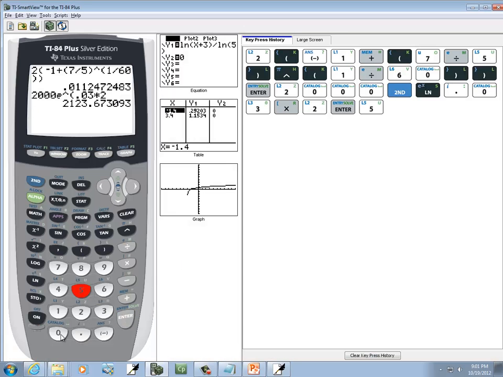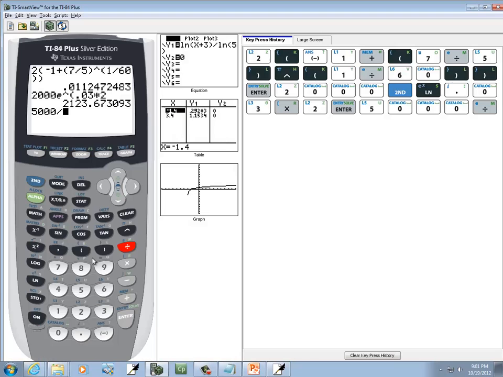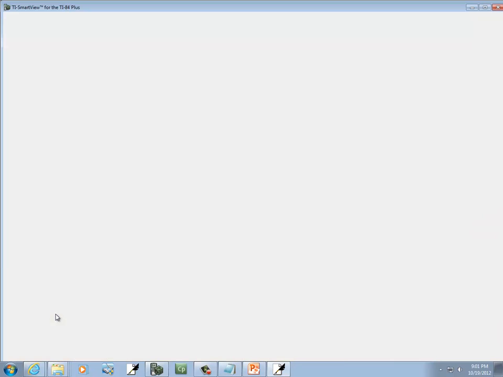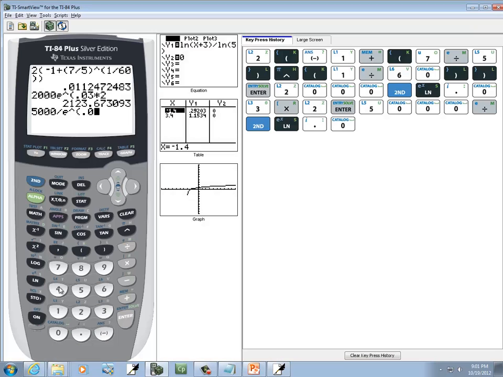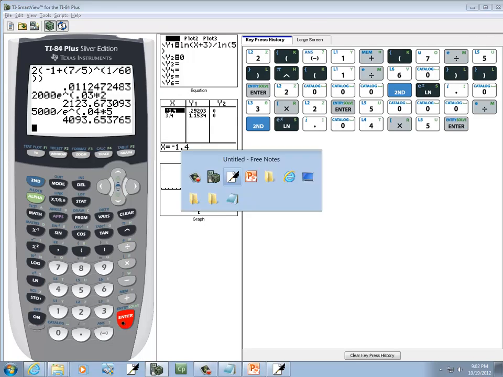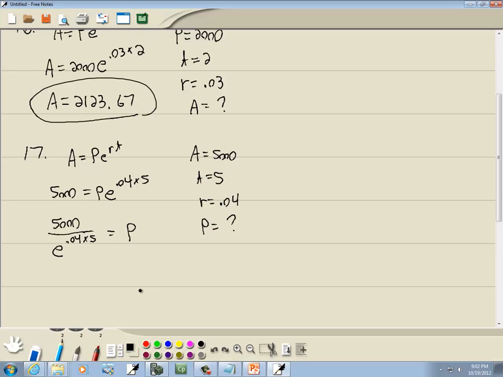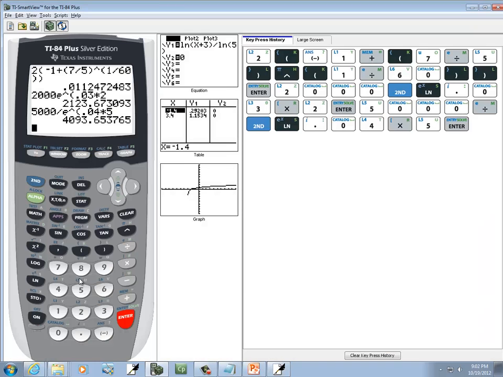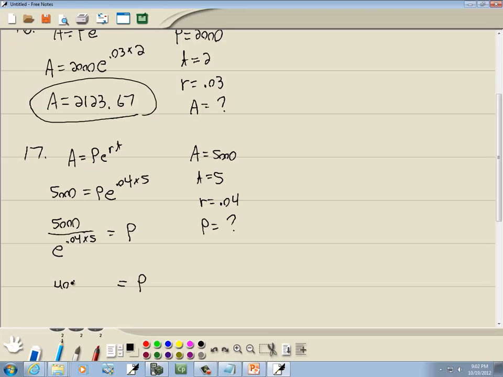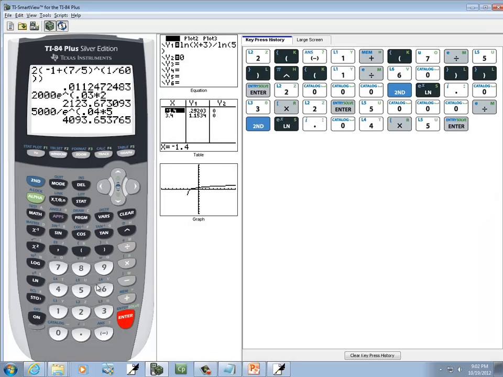So I'm going to put in 5,000. Just don't round is what I'm saying. Divide by second ln for the E. And then we got 0.04 times 5. Enter. So our P is going to equal 4,093.65.